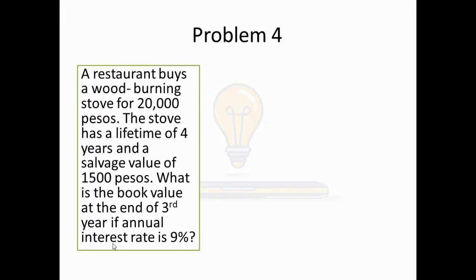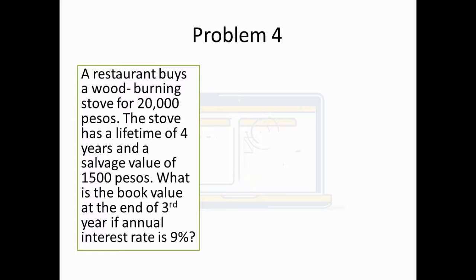So for this problem, we were asked to find naman yung book value. So we have the same given. A restaurant buys a wood burning stove for 20,000 pesos, and the stove has a lifetime of 4 years, has a salvage value of 1,500 pesos. The question is to find the book value at the end of third year if the annual interest rate is 9%. So this is a follow-up question for problem number 3, but let's still write the given parameters from this problem.